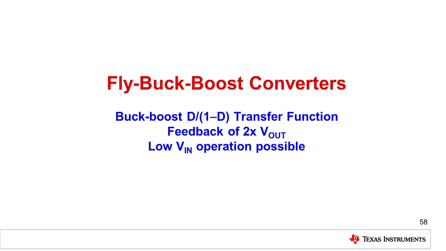The other way to generate bipolar voltage rails is to use what we call a Flybuck boost converter. In the Flybuck boost converter, the advantage is that the transfer function between the input and output is related to D over 1 minus D, as you see here in this slide. What that means is you can get twice the output voltage for a given duty cycle, and this makes low input voltage operation very attractive.